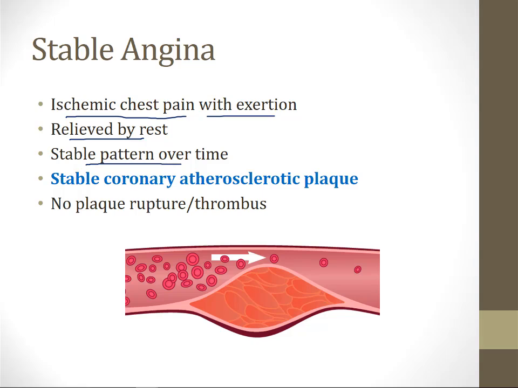It's also called stable angina because at the coronary artery level, what's happening is there is a stable coronary atherosclerotic plaque, as shown in this image here, that has progressed to occlude a significant portion of the lumen. But importantly, the plaque has an intact fibrous cap here. There's no plaque rupture and no thrombus formation. And that also differentiates stable angina from other coronary syndromes like unstable angina and myocardial infarction.